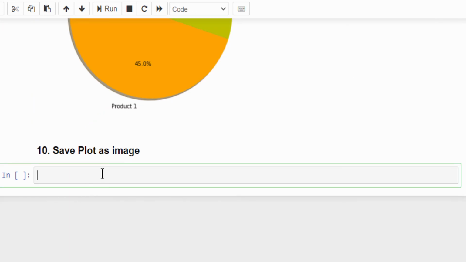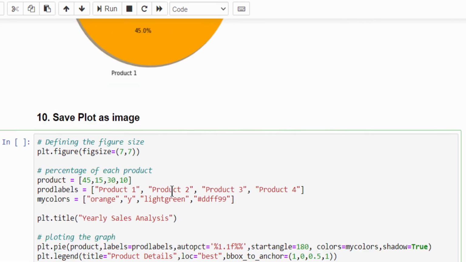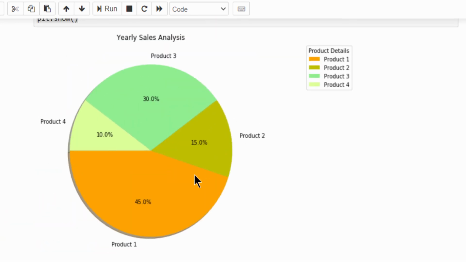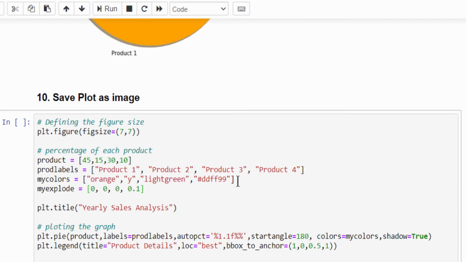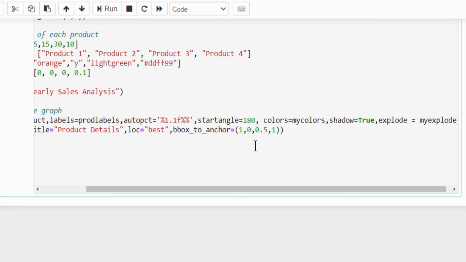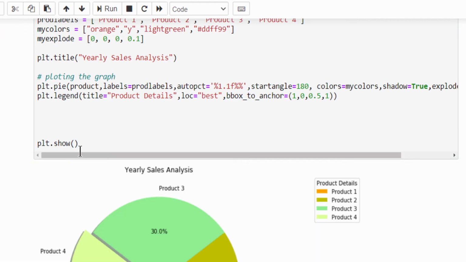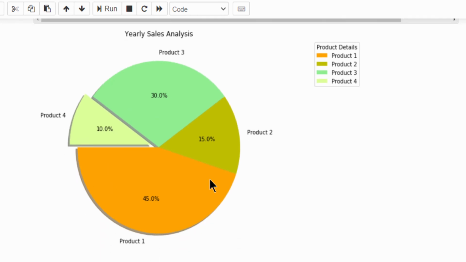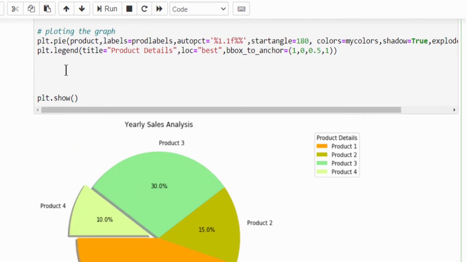Then the last one, how to save this to an image. I am just adding the explode also. Added the explode. Let's execute. Yeah, now explode is also added. Let's try to import it.